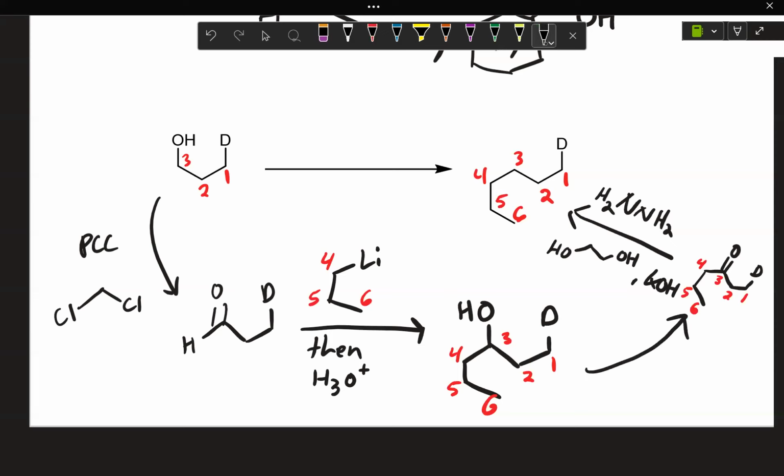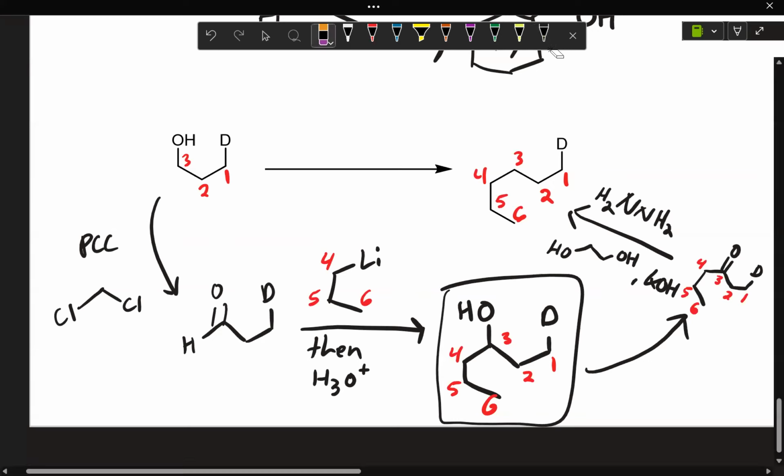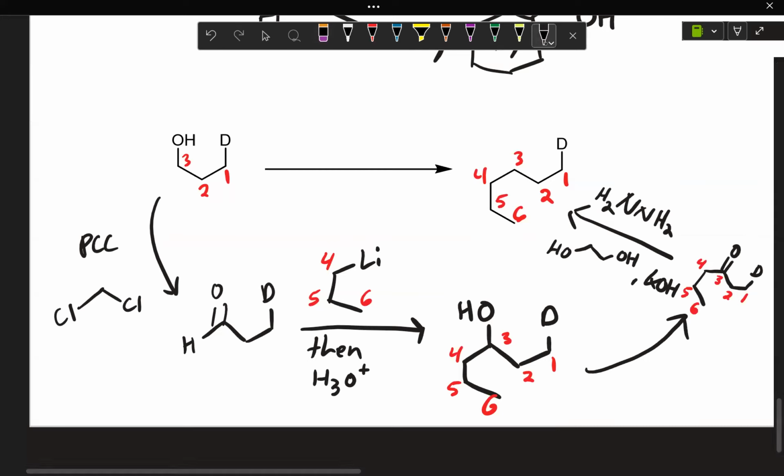So then how do we get from an alcohol to a carbonyl? We can just use PCC again to oxidize it. So this isn't the only synthesis you could have used to create this, but this is one of them. If you think of other ways to do it, feel free to text me and I can check them over.